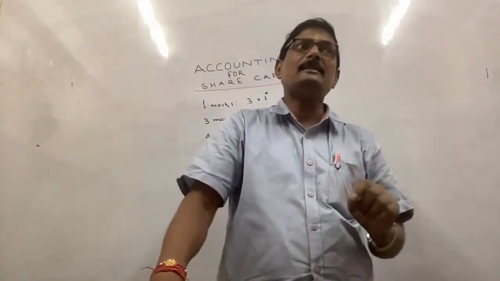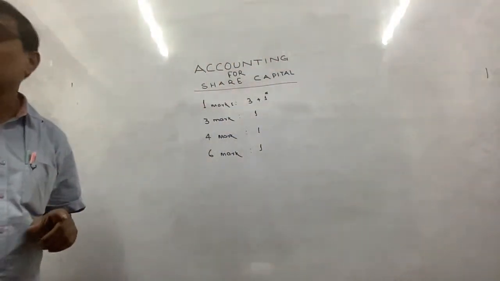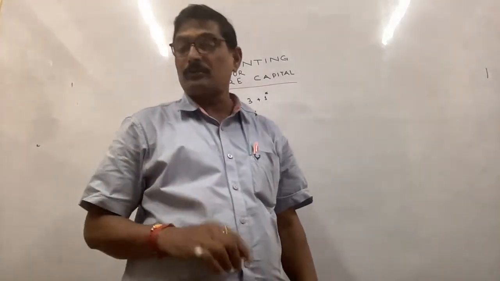As far as ISC is concerned, I think it is 30 marks. Only share capital and debentures. You have additional chapters, that is redemption of debentures is also there, so you have to go through it also, right?